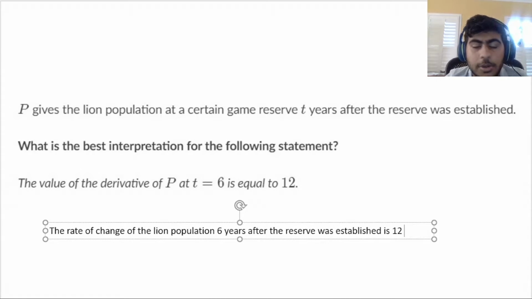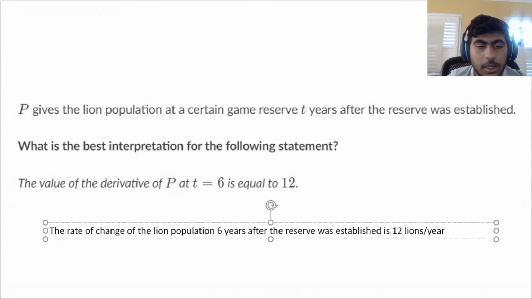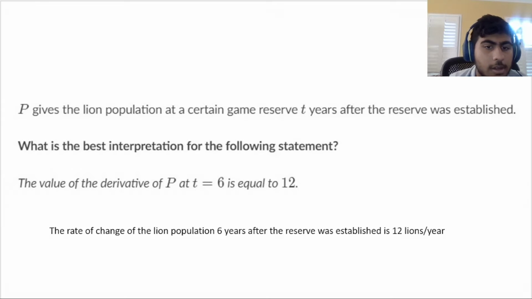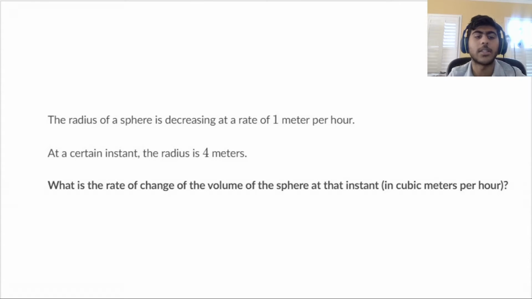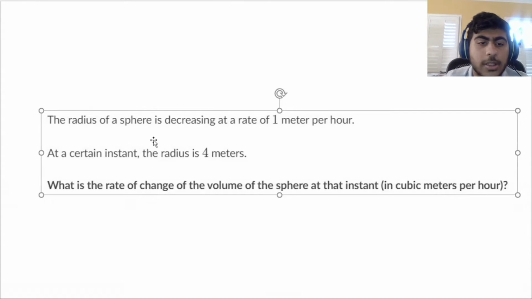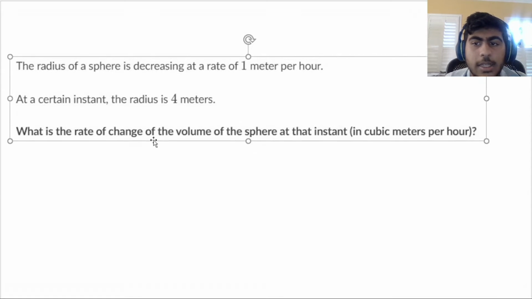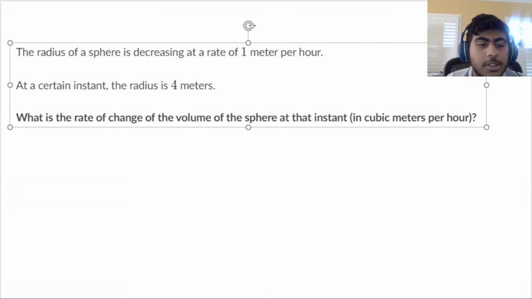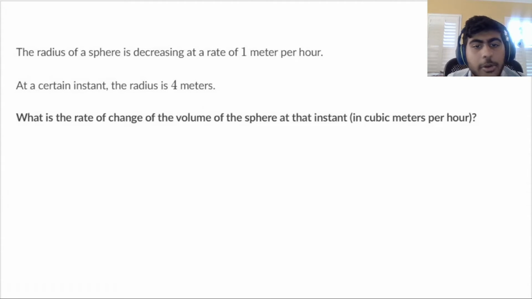Well, the unit of p is population or lions, so 12 lions, and the unit of time is in years, so it's going to be 12 lions per year. Let's move on. Alright, so that was it for the questions about context, basically differentiation in context, trying to interpret statements. Now we're going to get into this thing called related rates.